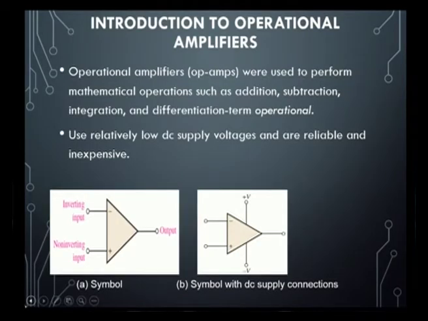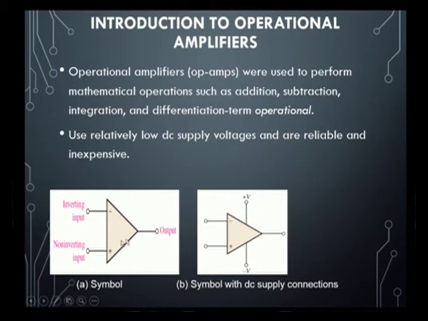So it is very important to know the characteristics, the features, everything about the operational amplifier. Let us start with the ideal operational amplifier. The symbol for an op-amp is as shown in the figure. It has 2 inputs and 1 output, and it can also be written like this, a symbol with DC supply connections. This also has 2 inputs and 1 output, and 2 DC supplies are mentioned here. This form also represents the op-amp symbol.